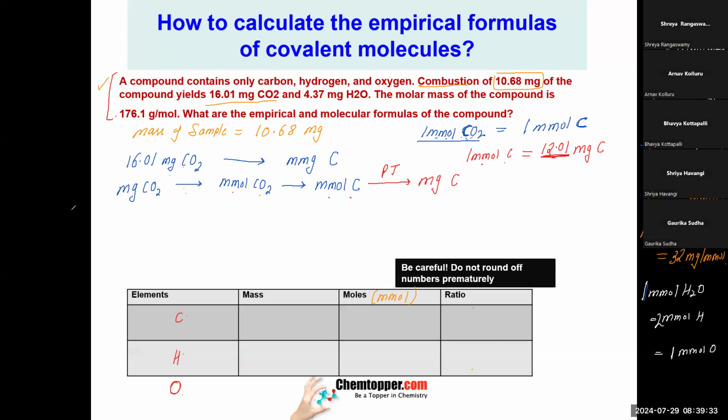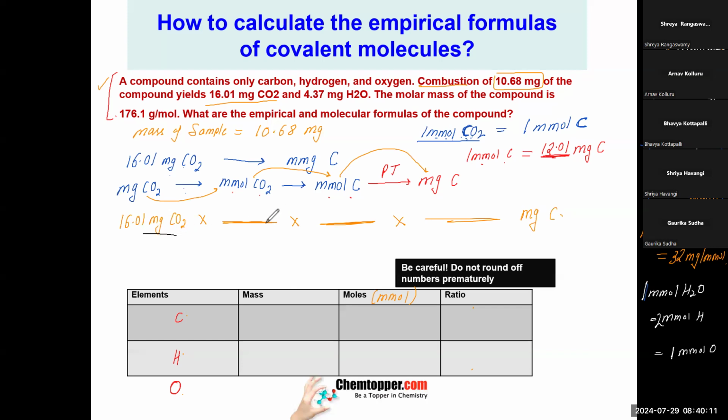Now, let's start the question. I'll start with 16.01 milligrams of CO2. I will plug in the first ratio here. Then I will plug in the second ratio here. Then this ratio: milligrams to millimoles, millimoles to millimoles of carbon, millimoles to milligrams of carbon, and then the third ratio, and I'll get the milligrams of carbon. So you students are going to help me in selecting the ratio.